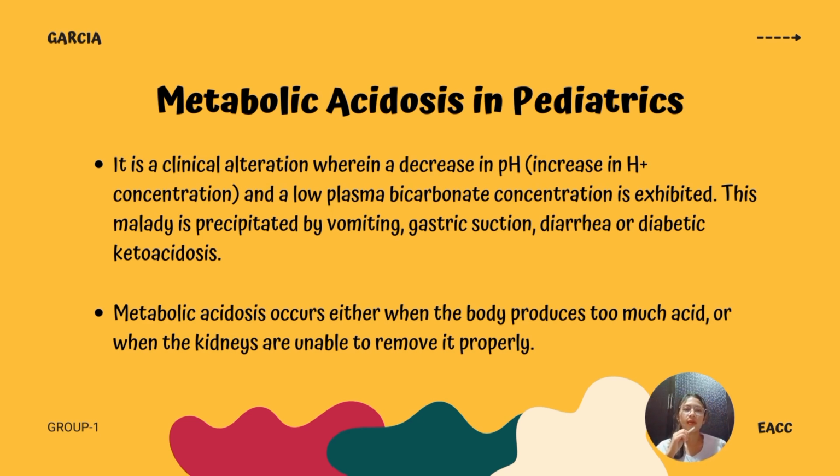So, para naman sa metabolic acidosis in pediatrics, clinical alteration wherein decrease yung pH and mataas naman yung hydrogen ion concentration and low yung plasma bicarbonate concentration. And then, precipitated by vomiting, gastric suction, diarrhea, or diabetic ketoacidosis. Metabolic acidosis, nangyayari to either when the body produces too much acid or when the kidneys are unable to remove it properly.